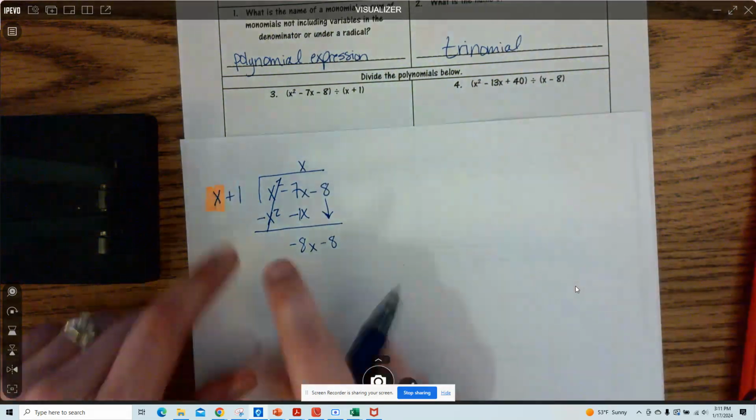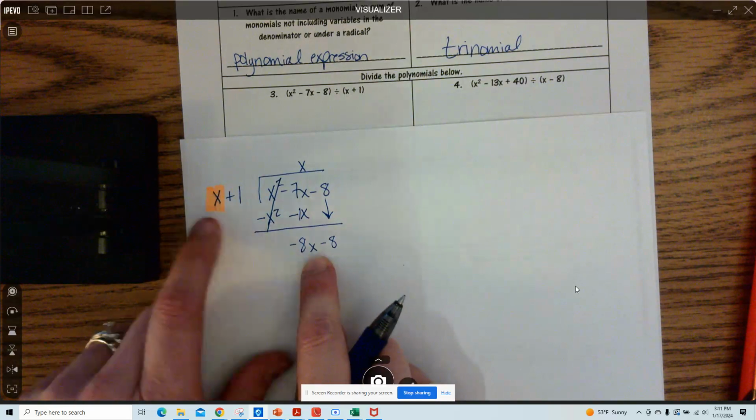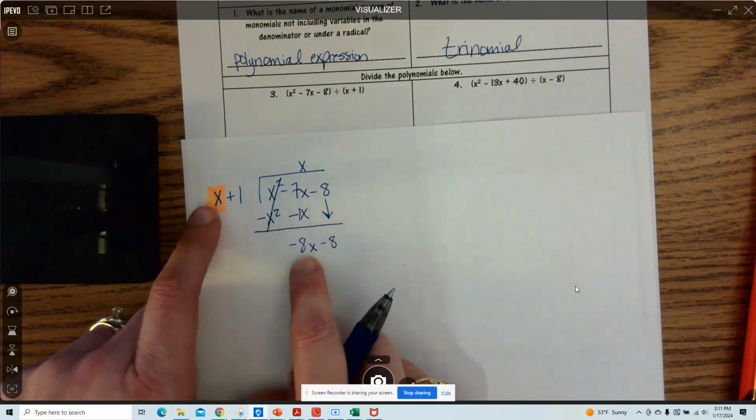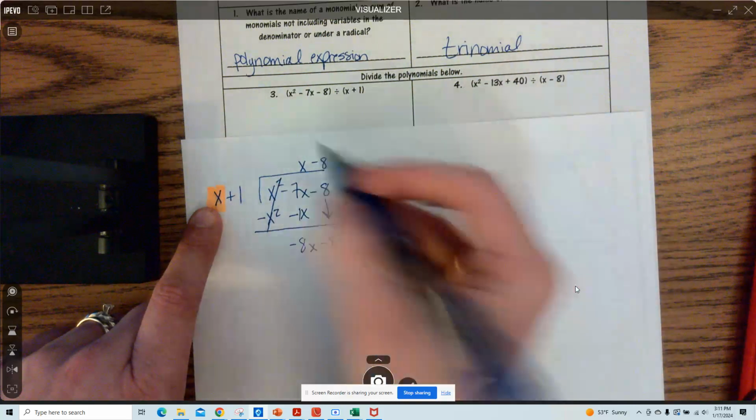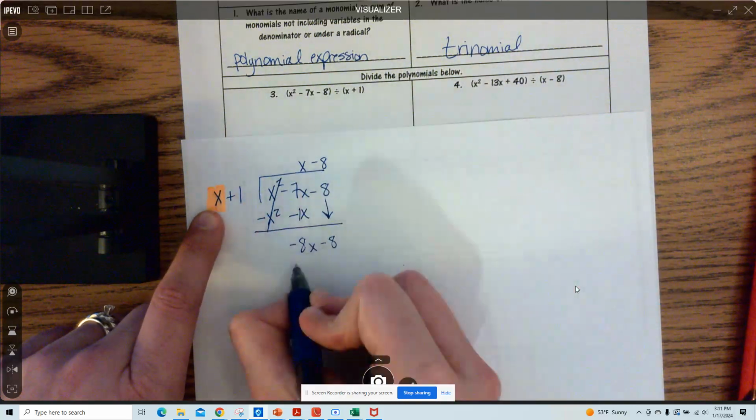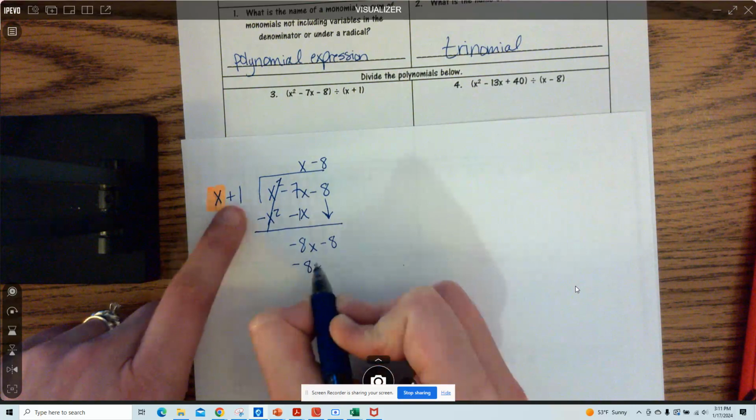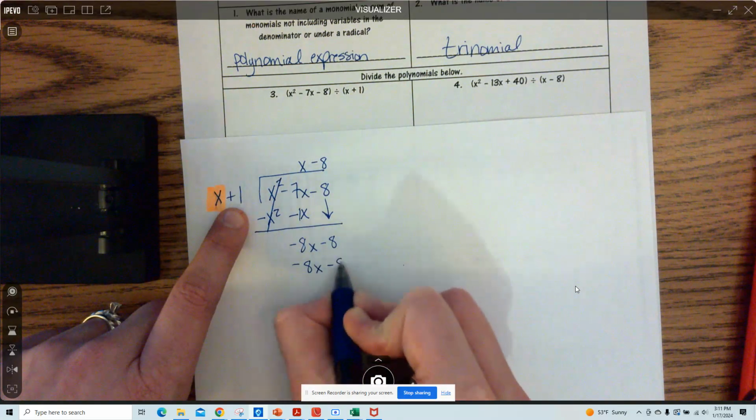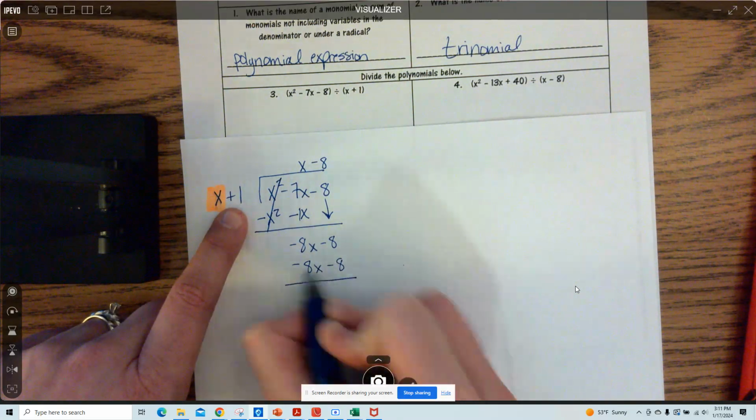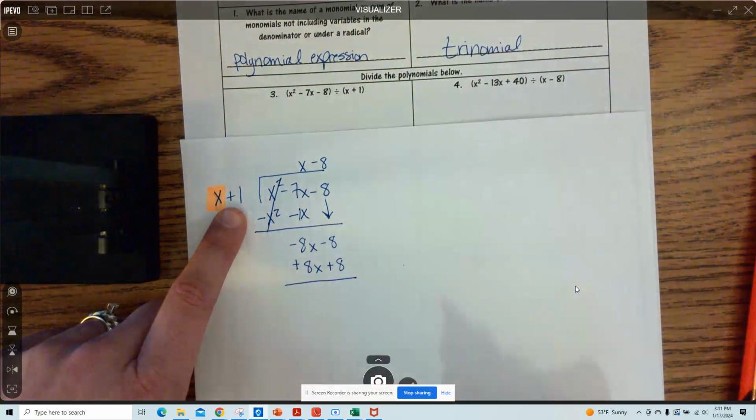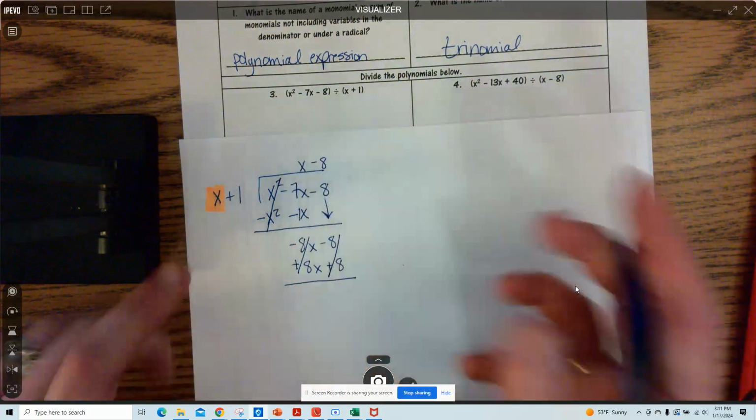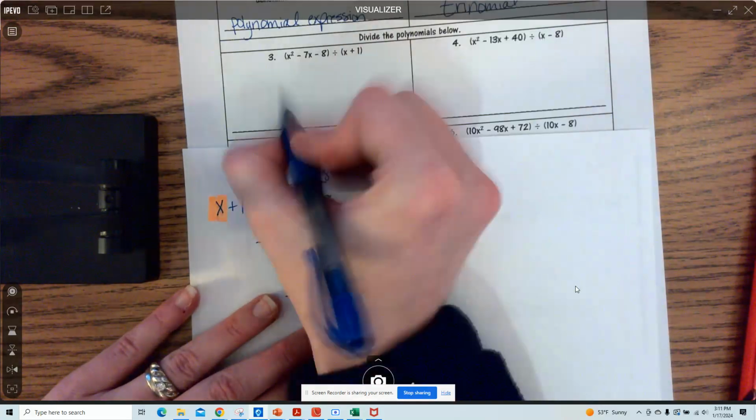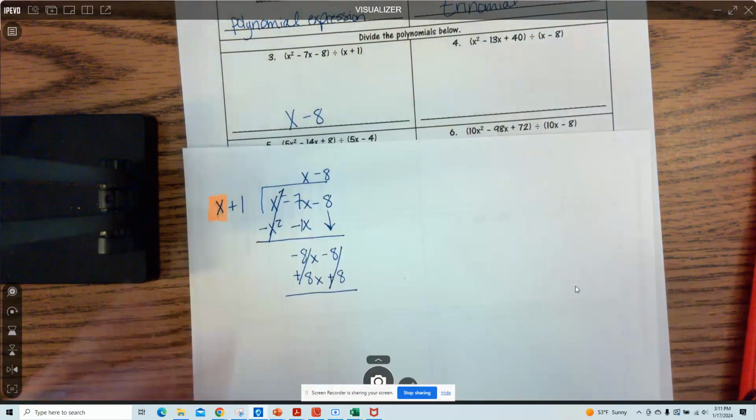And then you do it again. And again, it's just this first little piece here in this x. X times what gives me -8x? -8. And then you multiply it out. -8 times x is a -8x. 1 times a -8 is a -8. You subtract by changing everybody's signs. Everything cancels out, and that's your answer, x minus 8. So long division is one way.